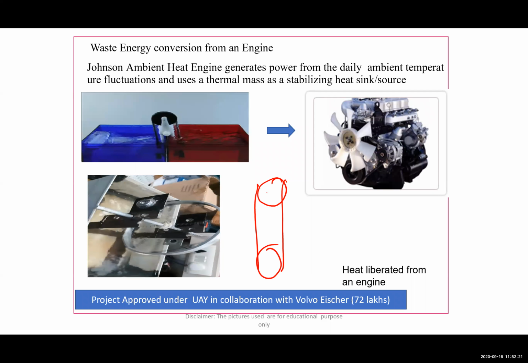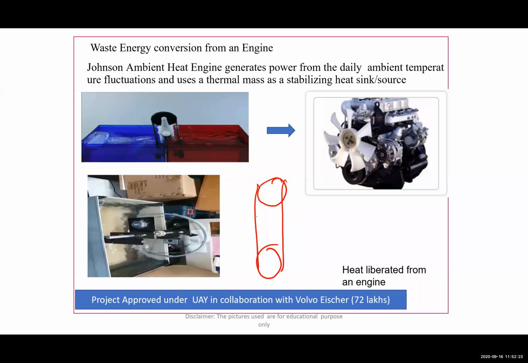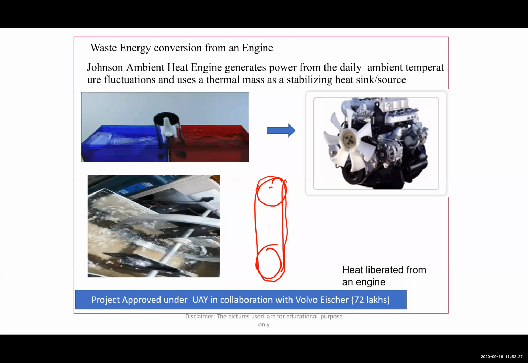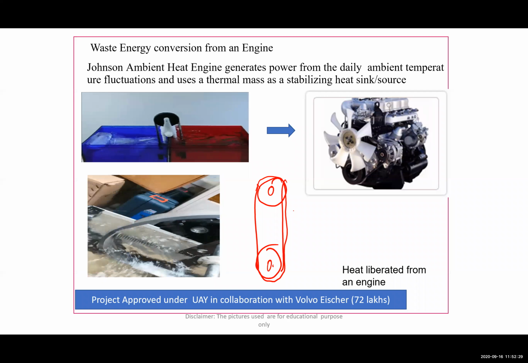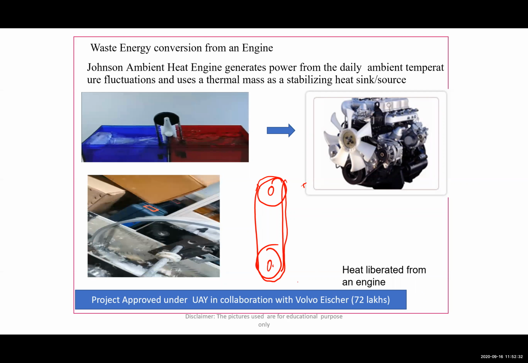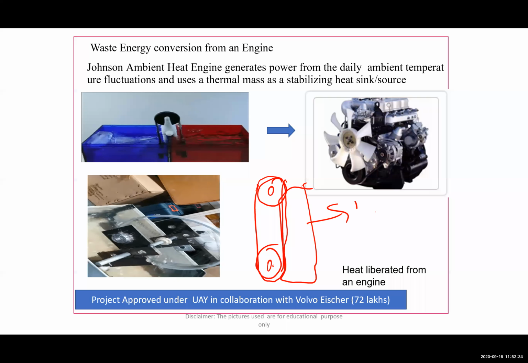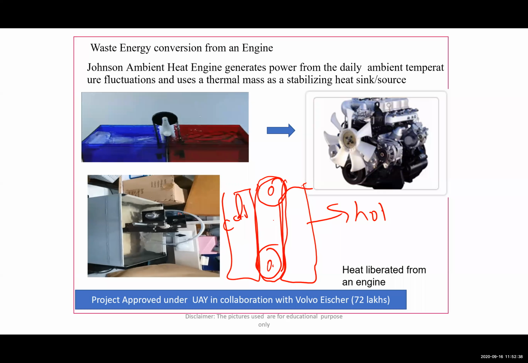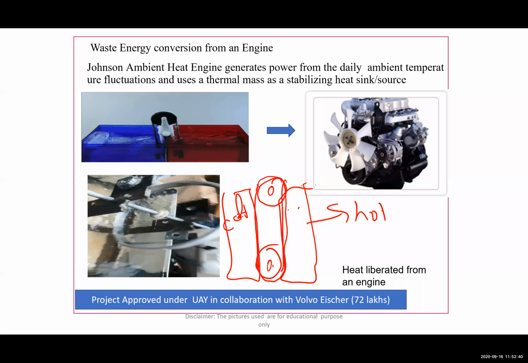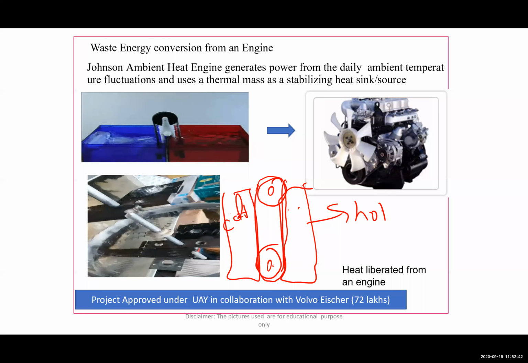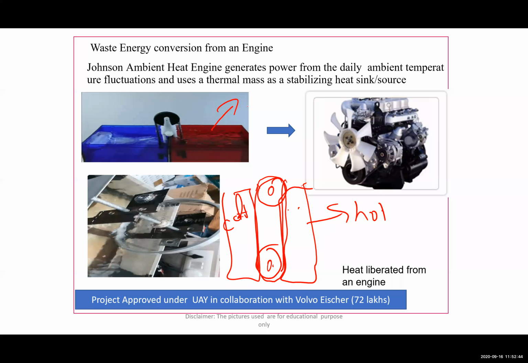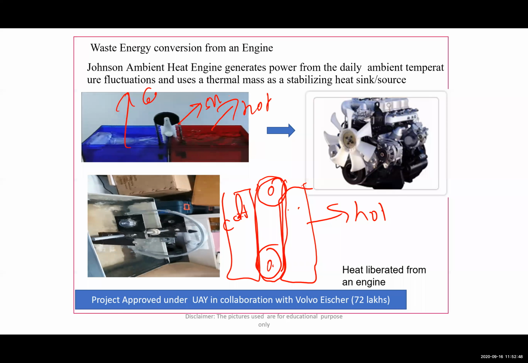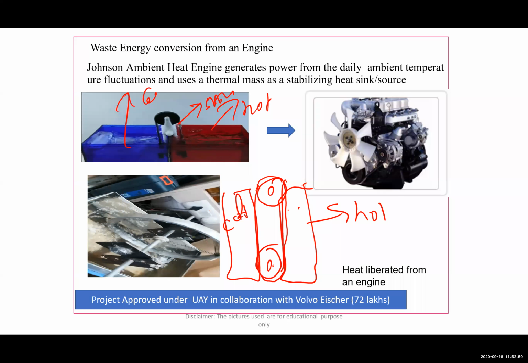In between two pulleys, you have a shape memory alloy material which is being fed into this. In this shape memory alloy material, I have two different temperature gradients. This is my hot and this is my cold temperature gradient. Because of the variation in temperature gradient, there will be a continuous rotation. This is my hot junction, this is my cold junction, and this is my SMA. Because of my temperature gradient, you are getting a continuous rotation.